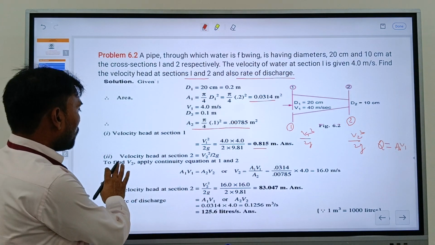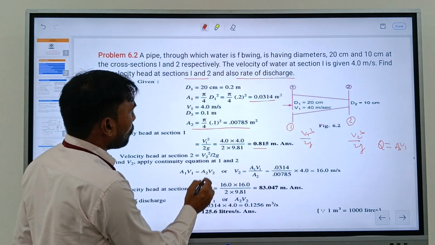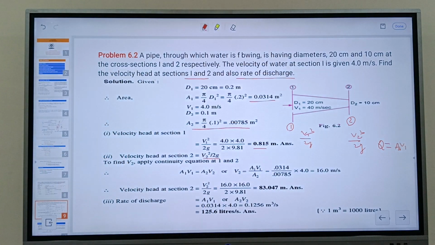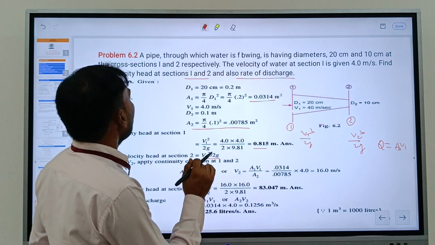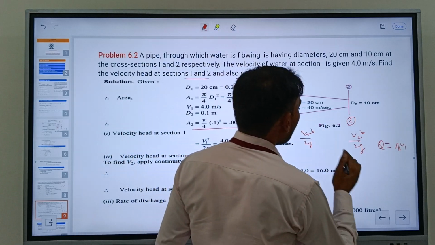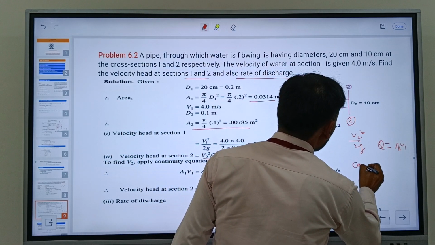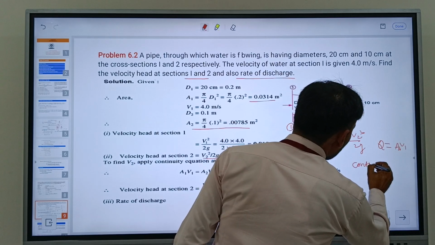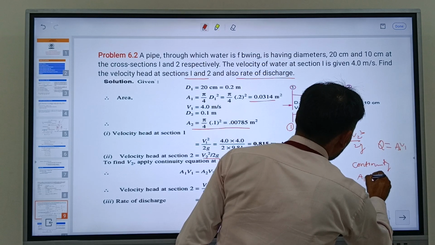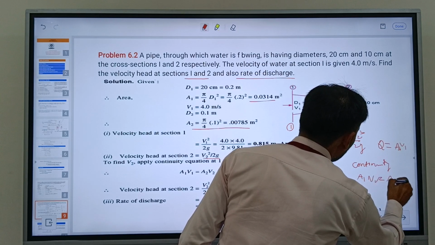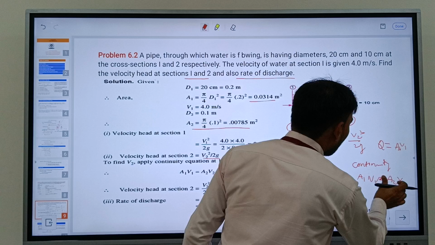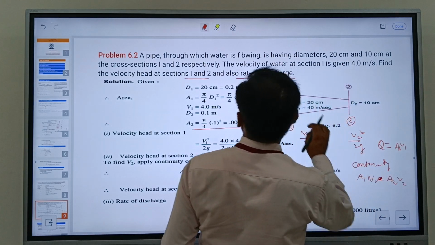Similarly, velocity head at section 2 will be given as V2 square by 2g. And how can one calculate the value of V2? In the question the value of V2 is missing, so you need to use the continuity equation. So what does the continuity equation say? Continuity equation: A1 V1 equal to A2 V2. So using this formula, one can calculate the unknown parameter.